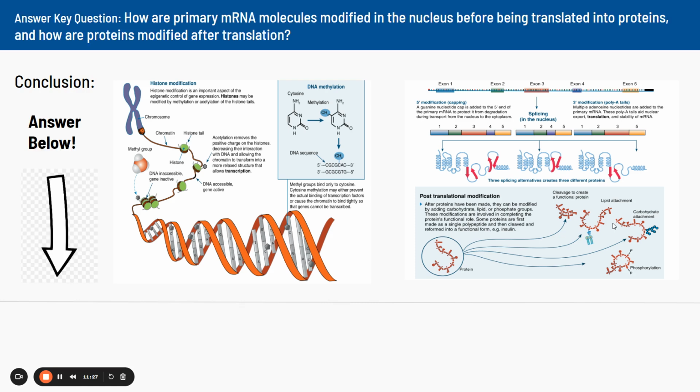So at the end of this lesson, you should feel pretty comfortable about answering the key question below. So in your notes, please answer the key question. How are primary mRNA molecules modified in the nucleus before being translated into proteins, and how are proteins modified after translation?